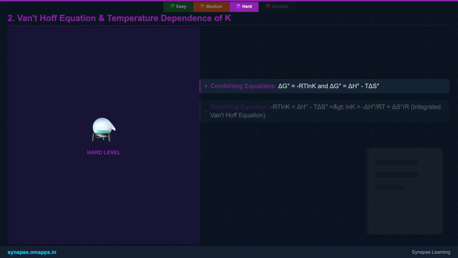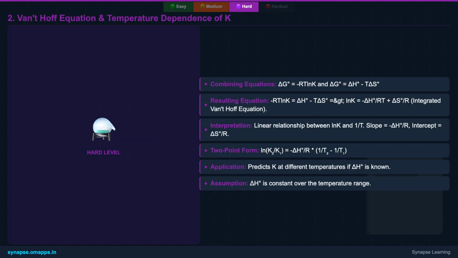The Van 't Hoff equation is a powerful tool for understanding how temperature influences the equilibrium constant.